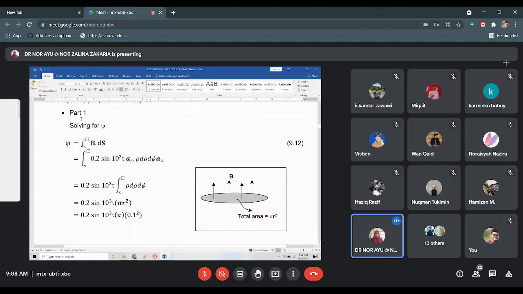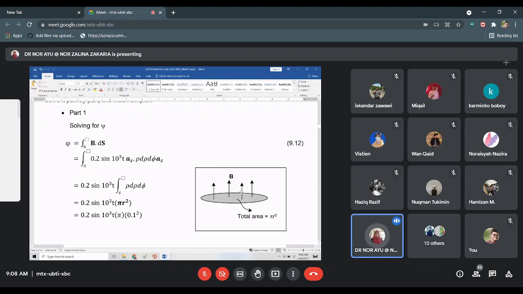All right. So you can see here, flux is equal to the integration of B dot dS. And this B just now is given to you, where the value is 0.2 sin 10 power of 3 t, and the direction is a_z. And now, what is your dS? You go back to the figure. dS refers to the surface that your magnetic flux is passing through.